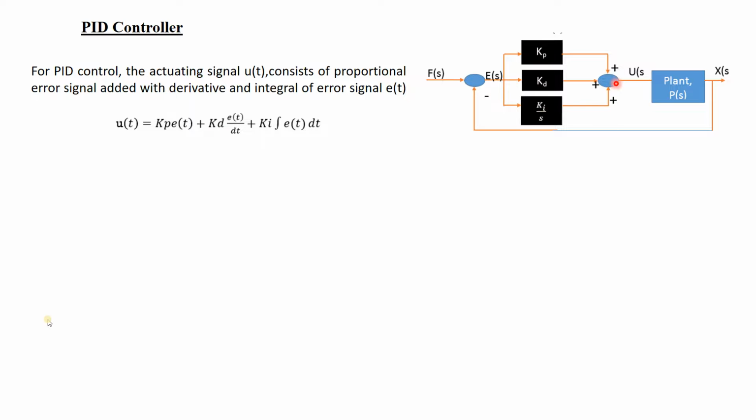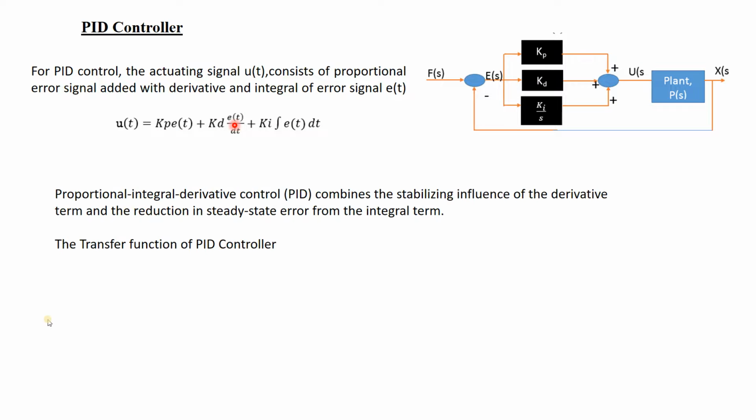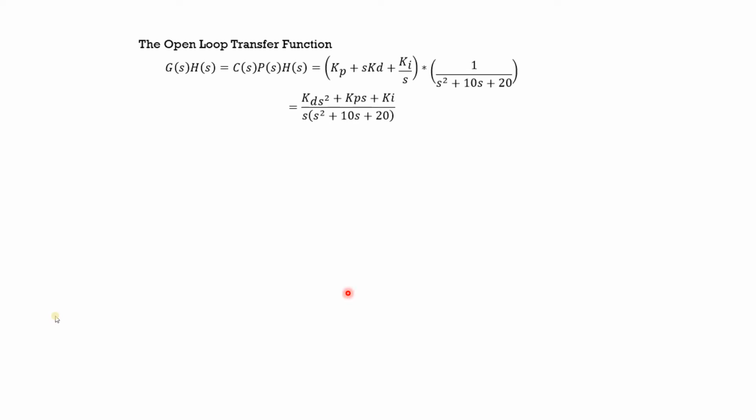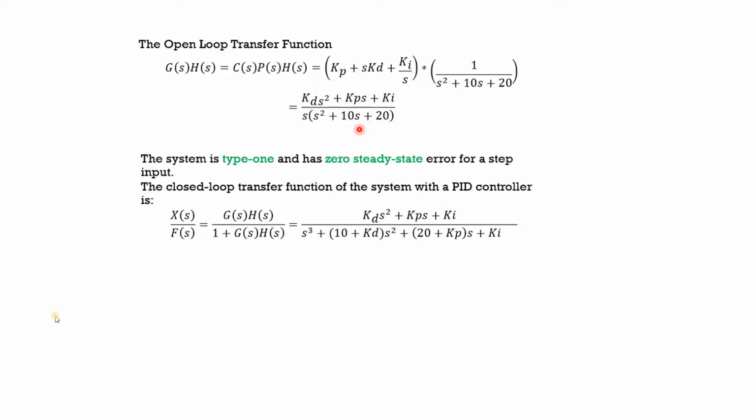Okay, coming to the PID controller, PID means all three added together. This is the time domain equation, with Kp, Kd and Ki all there. If you find the Laplace transform, this transfer function will be Cs: Us by Es equals Kp plus s Kd plus Ki by s. The open loop transfer function is this one, GsHs.